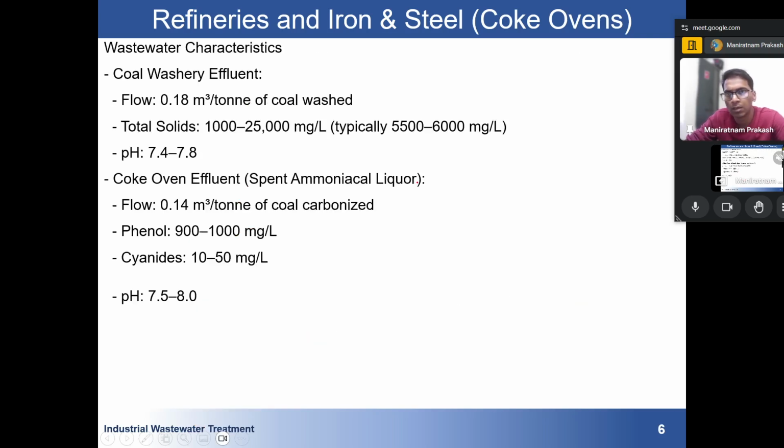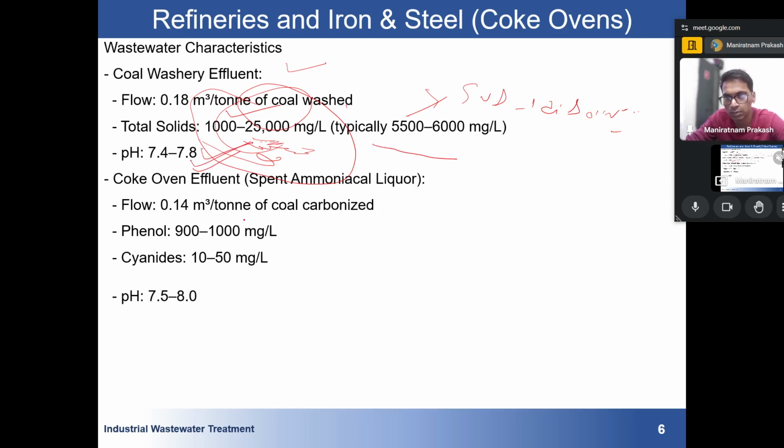If we look at the characteristics of the wastewater, we have the flow in meter cube per ton of coal washed. For total solids, you see a huge amount of suspended solids is there. Total solids comprise both suspended plus dissolved solids. So this is a very high total solid, 1,000 to 25,000 milligram per liter, and the pH is in the neutral range.